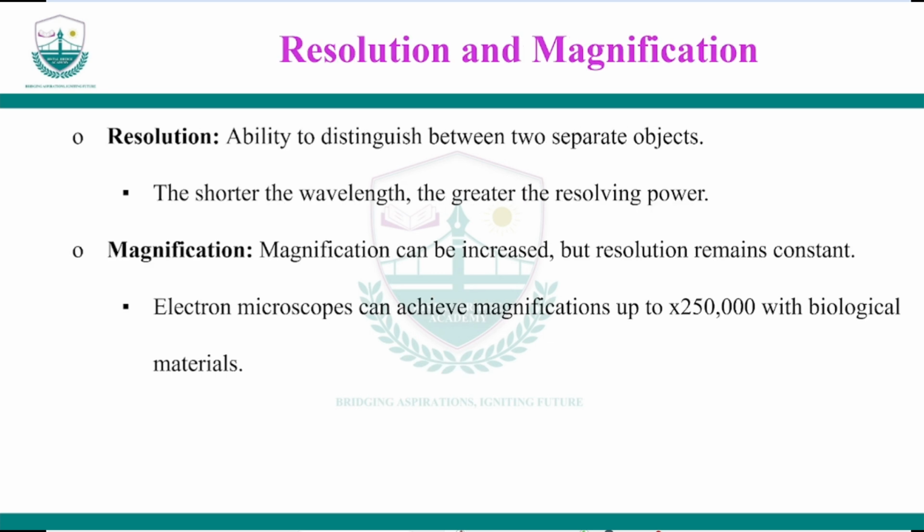Let's clarify two important terms. Resolution is the ability to distinguish two closely spaced points as separate. Magnification refers to how much larger the image appears compared to the actual object. Electron microscopes can reach magnifications of up to 250,000x, far surpassing light microscopes. However, keep in mind, increasing magnification doesn't improve resolution unless the resolving power is sufficient.